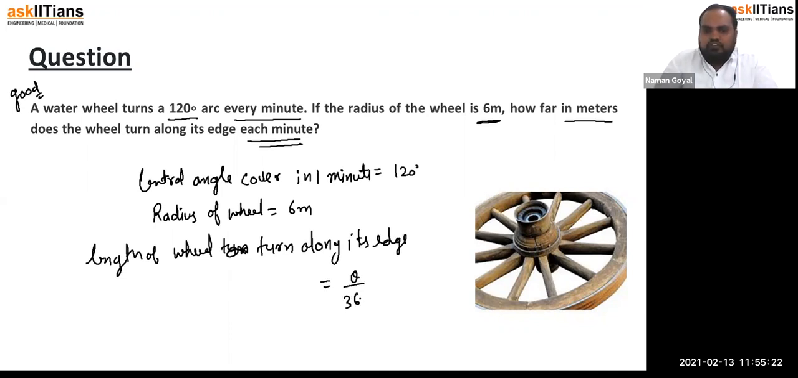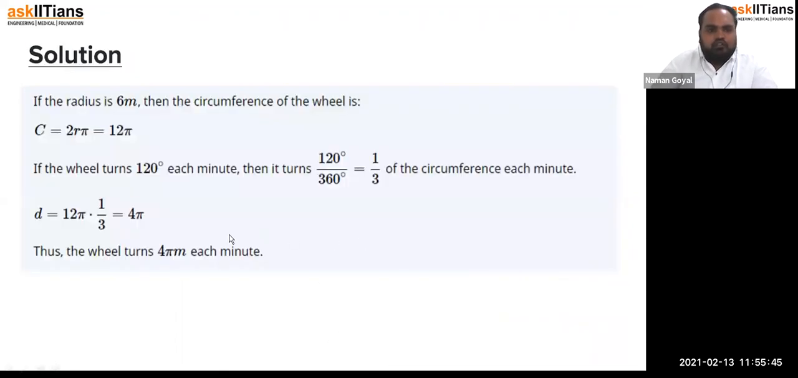Theta upon 360 degree into 2 pi r, isn't it? Yes or no? So theta is 120 degree upon 360 degree into 2 pi r, where r is 6. So 120, 12 threes are, 3 twos are. So you will get 4 pi meter. The answer is 4 pi meter. So if you see the solution, you will get 4 pi meter in each minute.